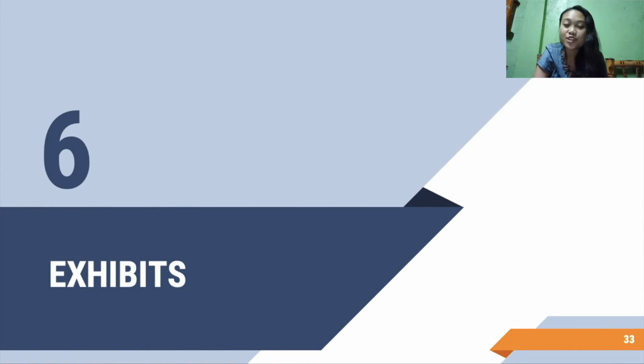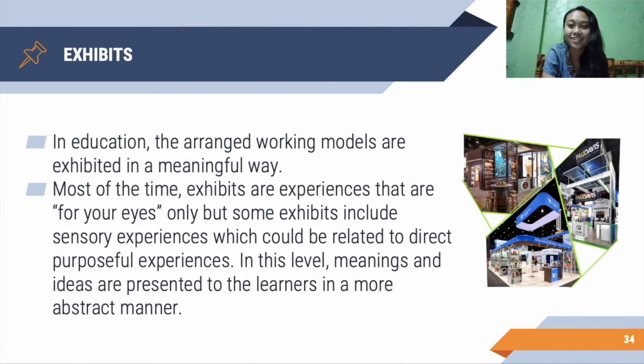The next one is we are going to learn about exhibits. Now, when you hear the word exhibits, the word concrete comes into your mind, like this pen right here. This is a concrete object. Now, exhibits are experiences that are for your eyes only, but some exhibits include sensory experiences which could be related to direct purposeful experiences. Now, meanings and ideas are presented to the learners in a more abstract manner. And so, exhibits can include models, dioramas, displays, charts, and etc.